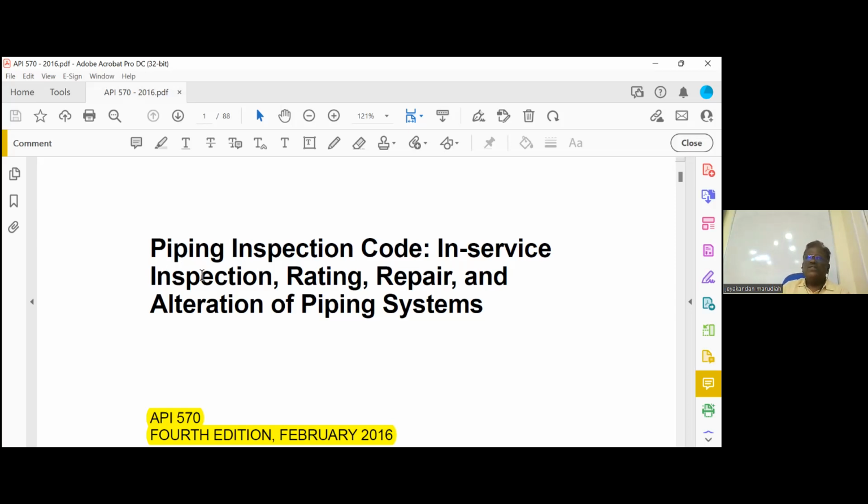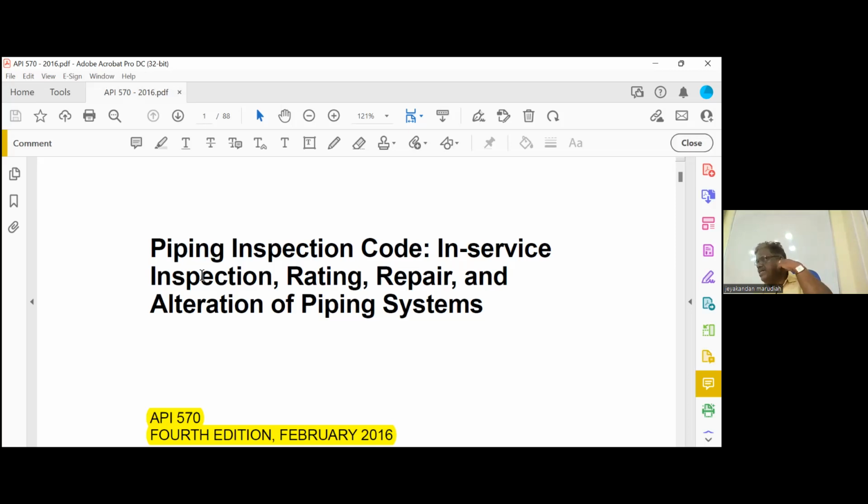Then, what are the different types of inspection we have? We have internal inspection, external inspection, on-stream inspection, thickness measurement. Then we have the CUI inspection. So we have some 6-7 types. We have dead-leg inspection. Okay, this one. Now, what is meant by rating, repair, and alteration?